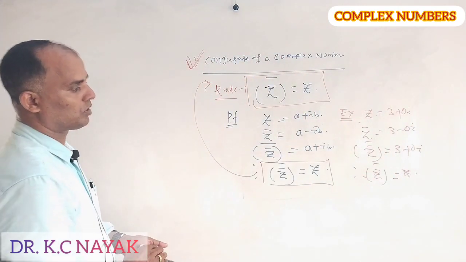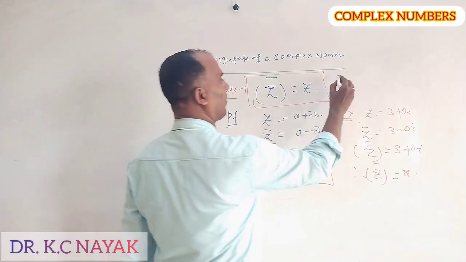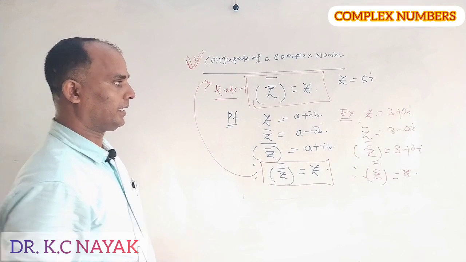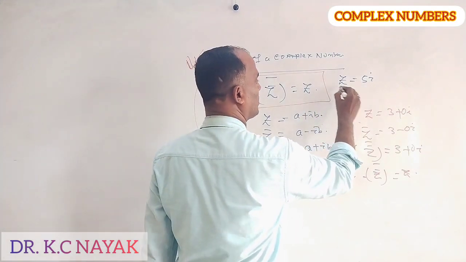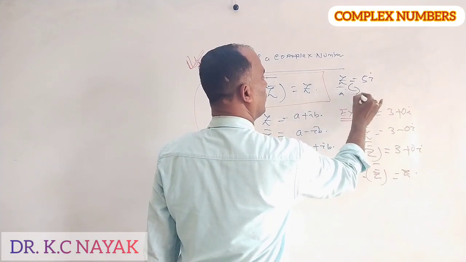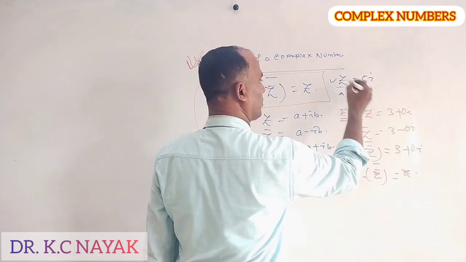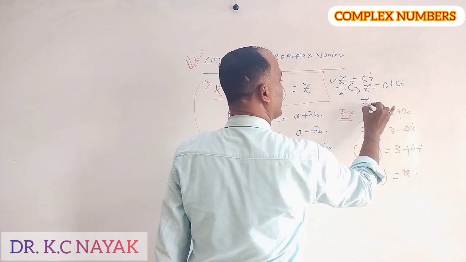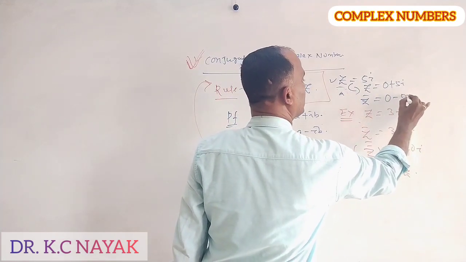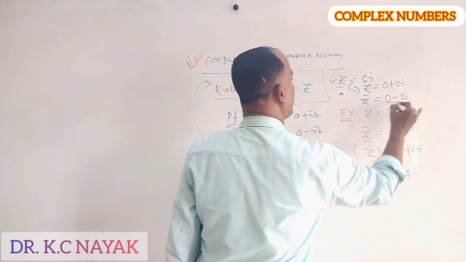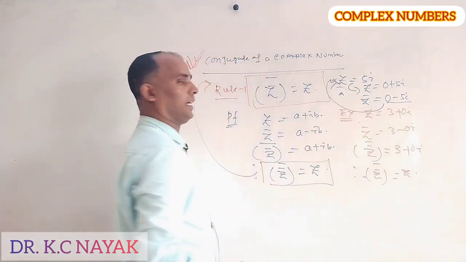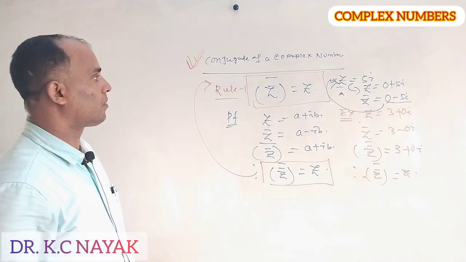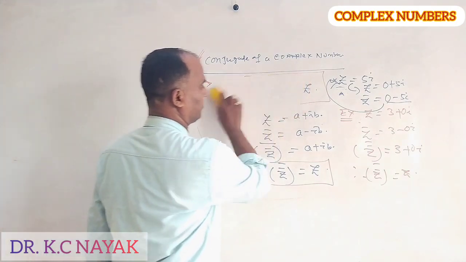Another question: what is the conjugate of 5i? This is a purely imaginary number, so we convert it to a complex number: Z is equal to 0 plus 5i. Then Z conjugate is equal to what? 0 minus 5i. Then 0 minus 5i is the conjugate of Z. That is one more rule in the case of the conjugate of a complex number.